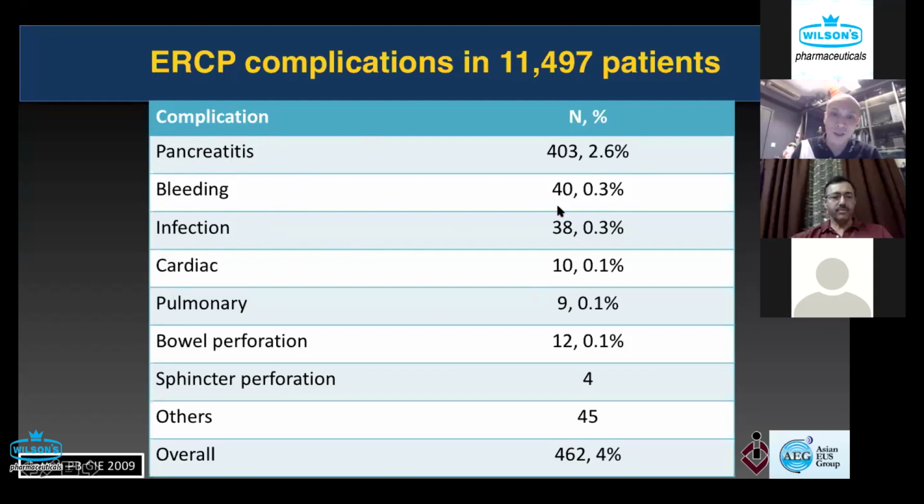Infective complications like cholangitis, cholecystitis, again, very low percentage. Risk of perforation, either bowel perforation or sphincterotomy perforation, again, is very small. So overall, it is a safe procedure. Certainly it depends on what kind of interventions you're doing and also whether the patient has had a prior sphincterotomy or not. But this is the overall risk in general.